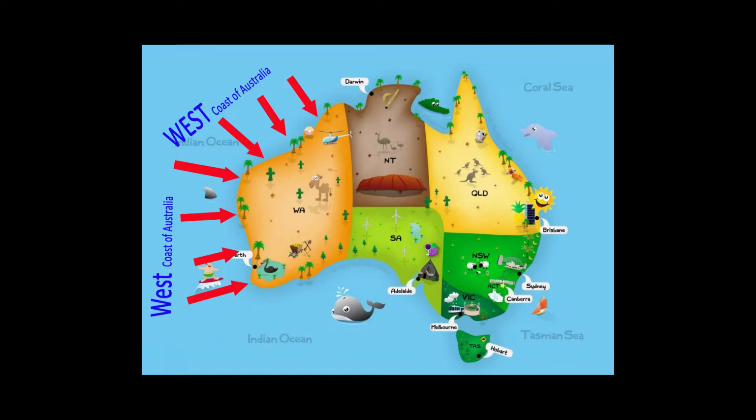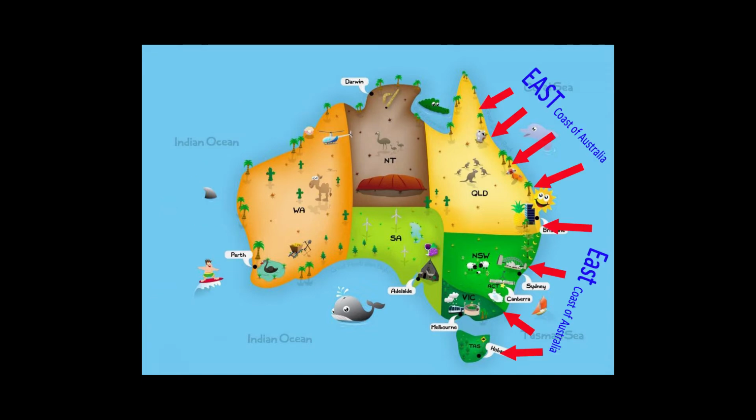Australia also has an east and west coast. The state of Western Australia is on our west coast. Sydney is on the east coast. The states of Queensland, New South Wales, and parts of Victoria are on our east coast.